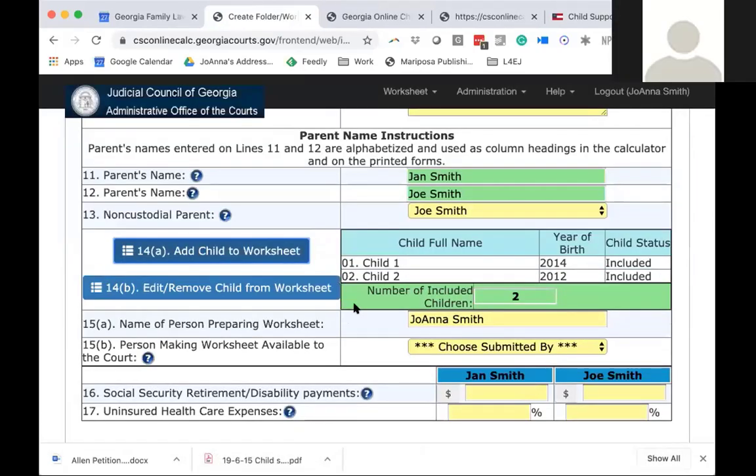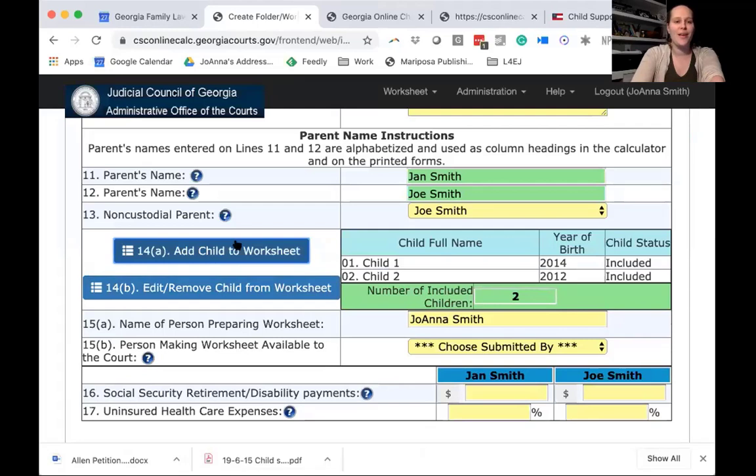Would an excluded child be something like maybe kids from a previous marriage that one of the parents had? No, because there's going to be another place for that, and I'll show you that. I guess it would be if perhaps you guys decided that one of the children in the marriage is not going to be included for child support for some reason. There would have to be a special instance for that.